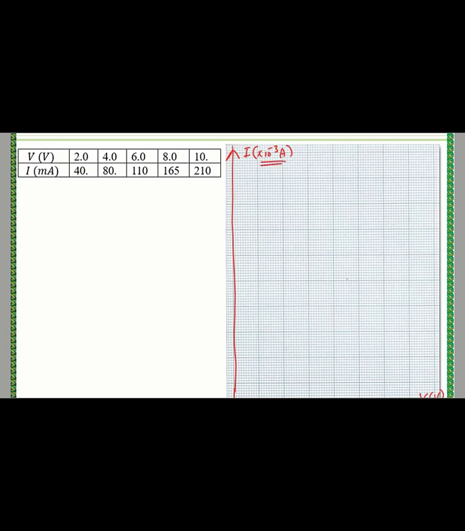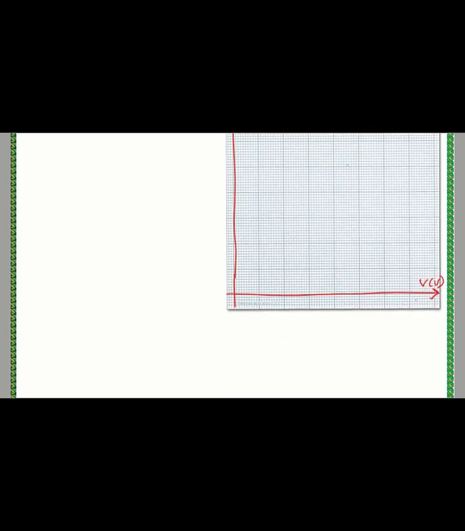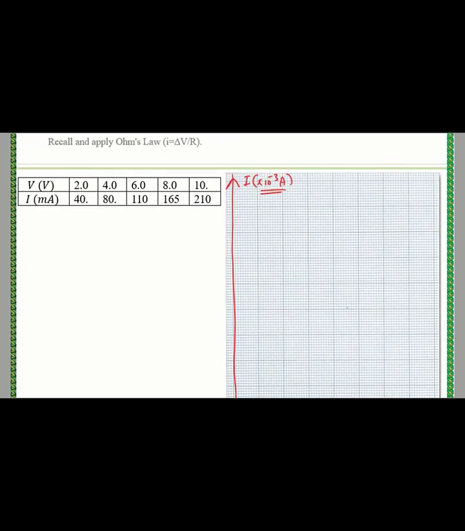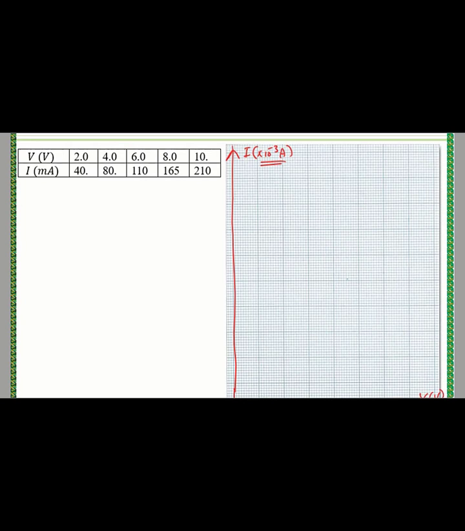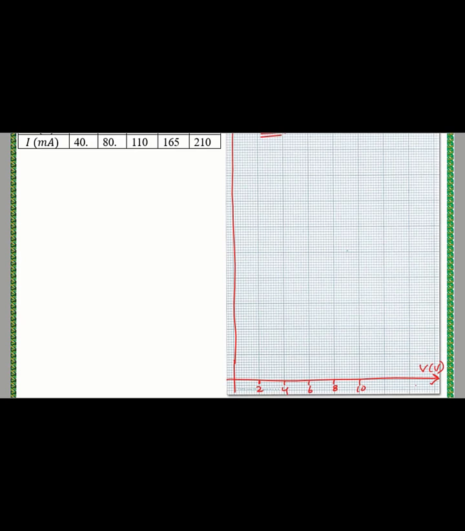Okay, now for the voltage it is equally incremented by 2, so I can put every 10 small squares as 2 volts, 4, 6 volts, 8 and 10. But for the current I must be very careful. I cannot put 40, 80, 110, 160 like this. No, it's very wrong.